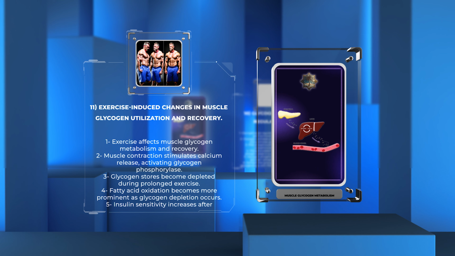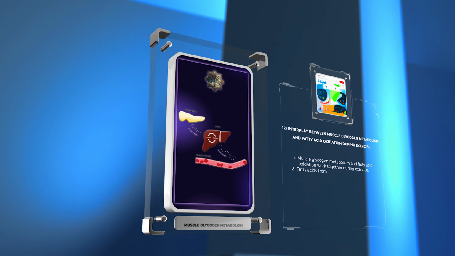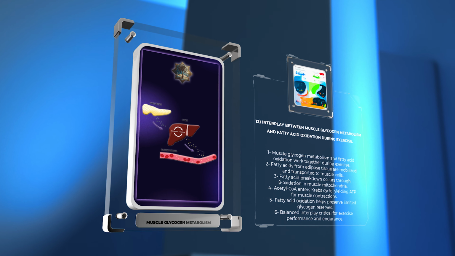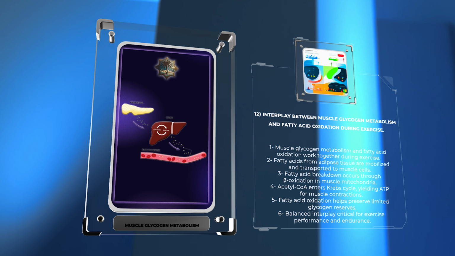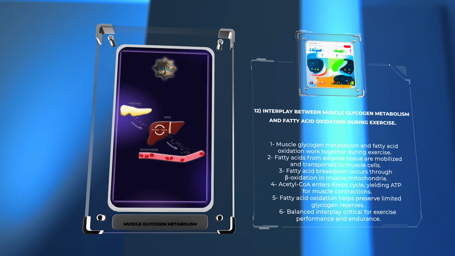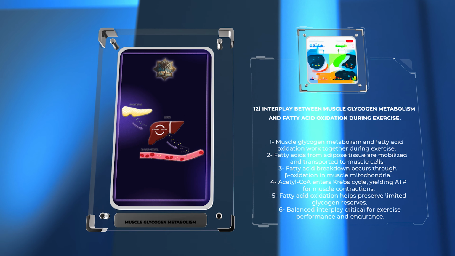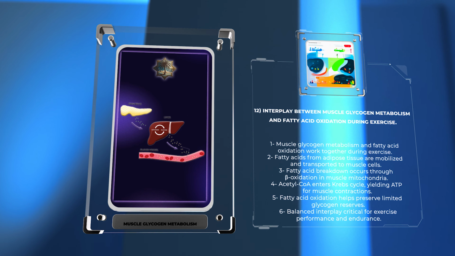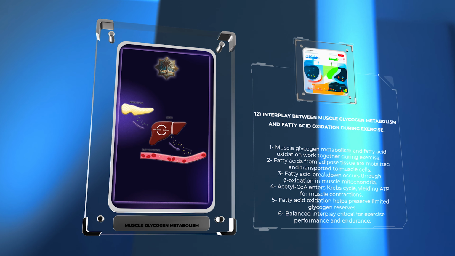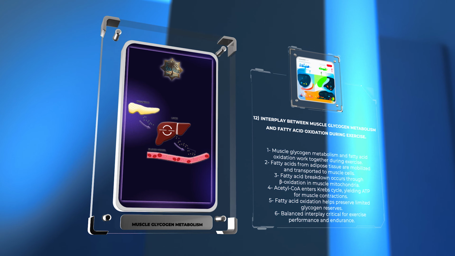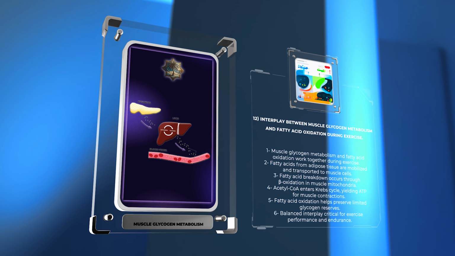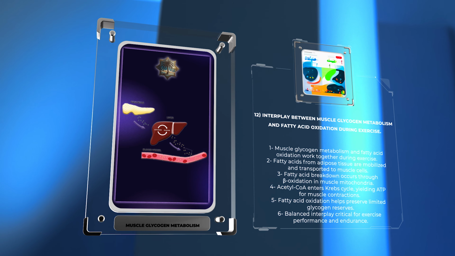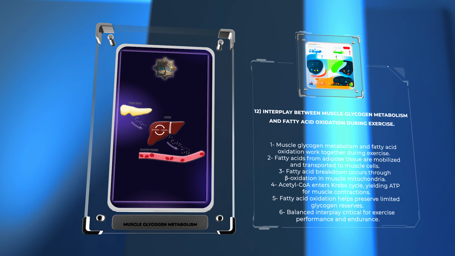Muscle glycogen metabolism intertwines with fatty acid oxidation during exercise to maintain energy supply to working muscles. As glycogen stores become depleted, fatty acids derived from adipose tissue triglycerides are mobilized and transported to muscle cells. The breakdown of fatty acids into acetyl-CoA molecules occurs through beta-oxidation within muscle mitochondria. Acetyl-CoA then enters the Krebs cycle, yielding energy-rich molecules, such as ATP, to fuel muscle contractions.